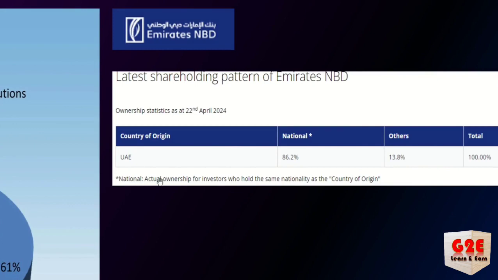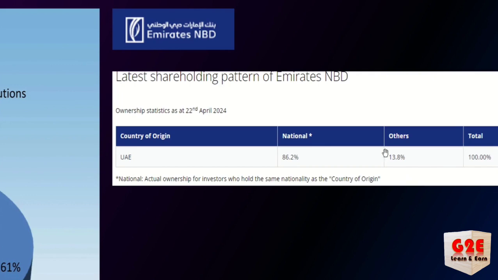From here, national means actual ownership by investors who hold the same nationality as the country of origin. So for the UAE, the Arab people can get 86.2%. Only 13.8% is allocated to people of other countries, even the US, UK, India, Pakistan. Those country people who are living here, right? Some countries I did not mention. Those people are also included under the others category.